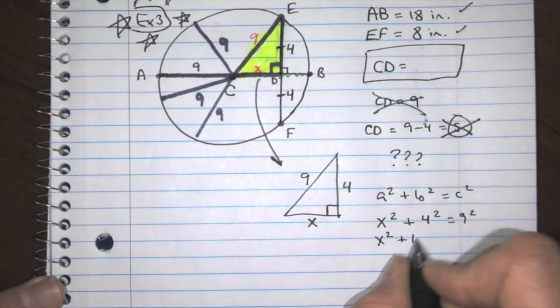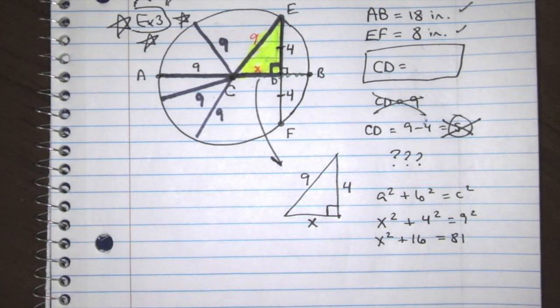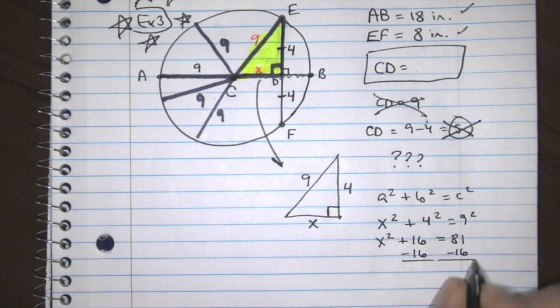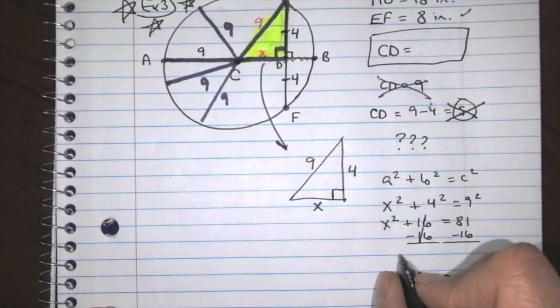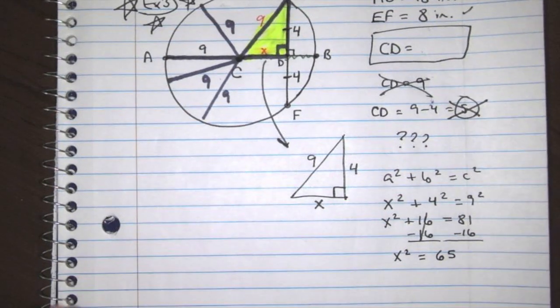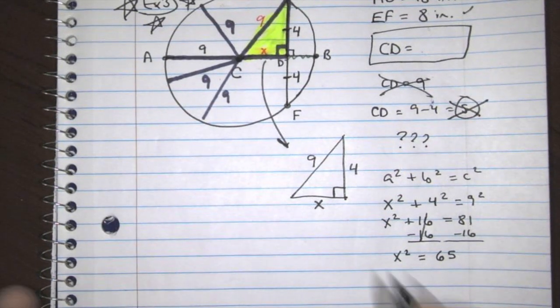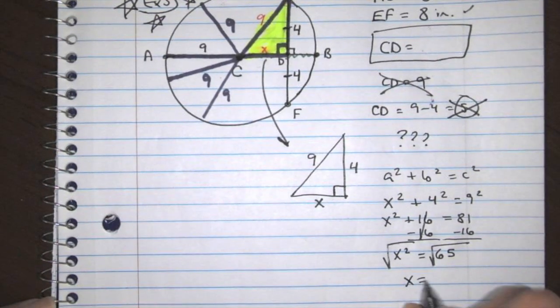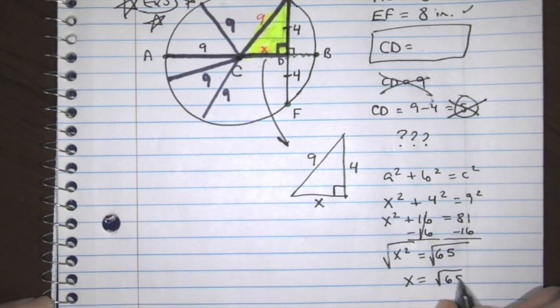Okay, x squared plus 16 equals 81. Subtract 16 on both sides. If I have $81 and I lost $16, I've got 65. Trying to do some mental math. Yeah, 65. Perfect. X squared equals 65. Square root both sides. X equals the square root of 65.